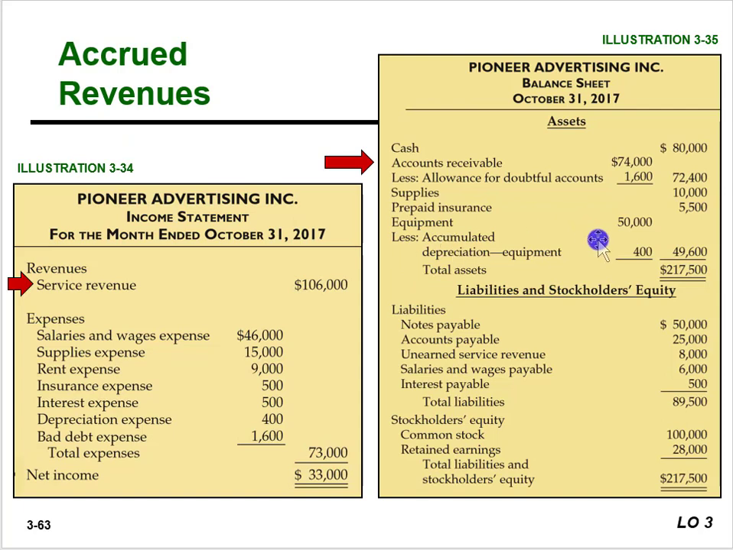And so on the balance sheet, you see you have your accounts receivable account and your sales revenue are impacted.